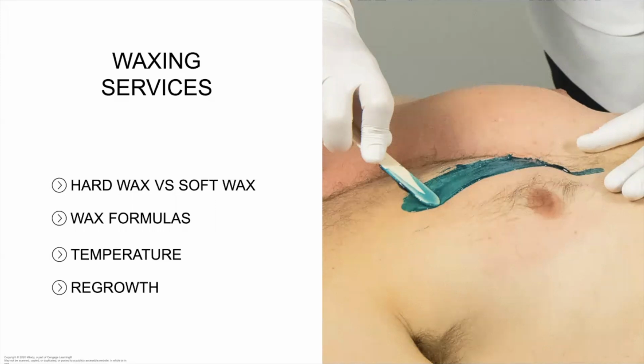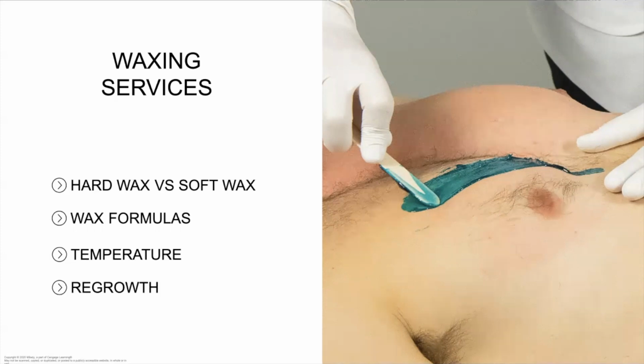So one of the most popular services in the salon and spa is waxing and hair removal. So for hard wax, you are using a no-strip removal method, and it's generally for smaller areas of the body where hair grows in multiple directions. Versus soft wax uses a strip for removal, generally suited for larger areas of the body and hair that grows in a single direction.